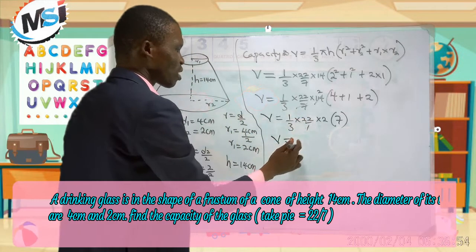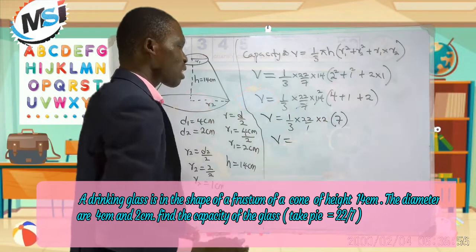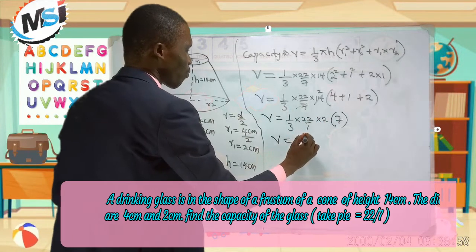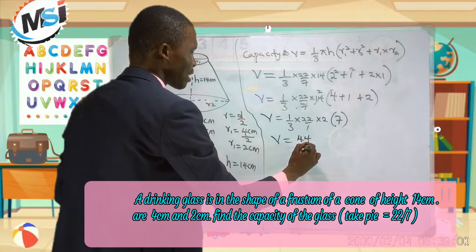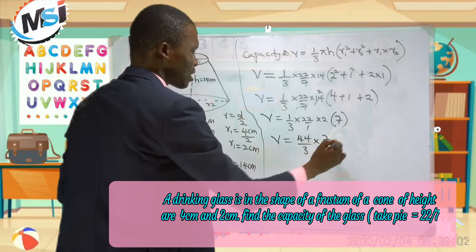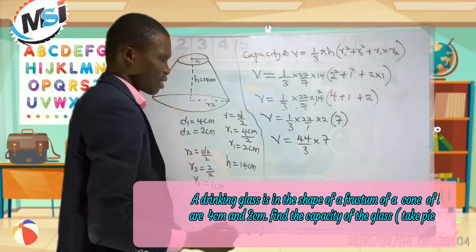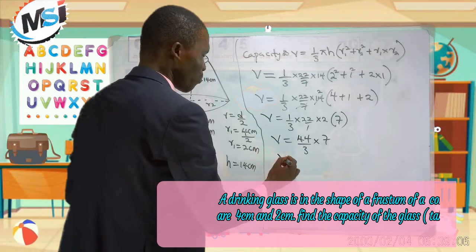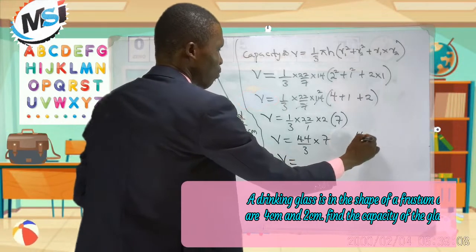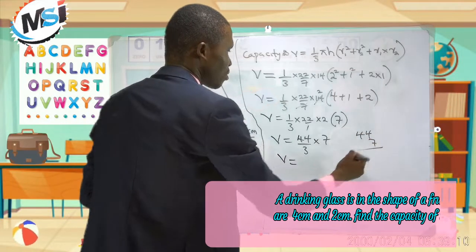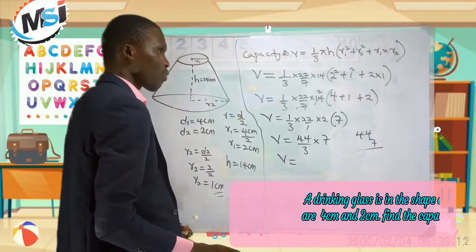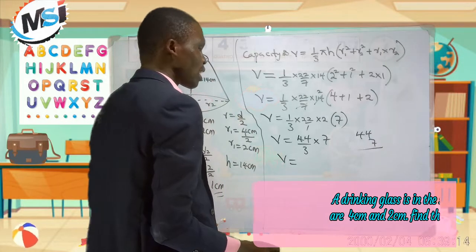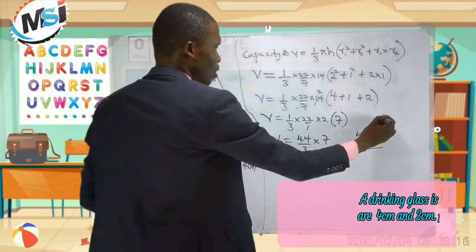1 times 2 is 2, and 2 times 2, we have 44. 44 divided by 3 multiplied by 7. I believe you understand that, right? So we will have 44 multiplied by 7. 7 times 4 is 28. So this will give us 28.